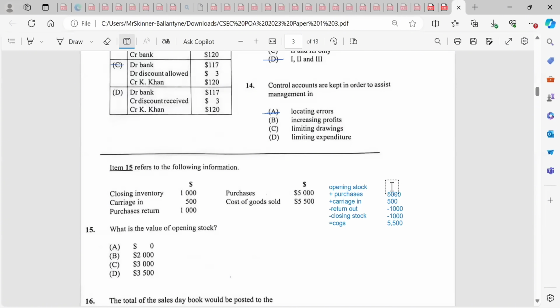To find out what opening stock is, you work backwards. So 5,500, add back the 1,000, add back the 1,000, that is 7,500, minus the 500, that is 7,000, minus the 5,000. That leaves you with 2,000. So you were correct. The answer is indeed B, 2,000.